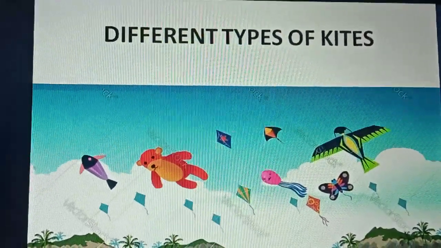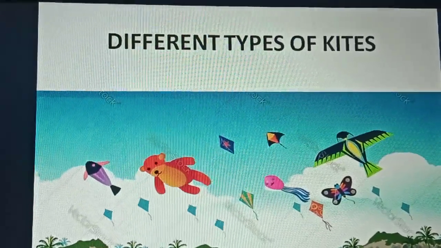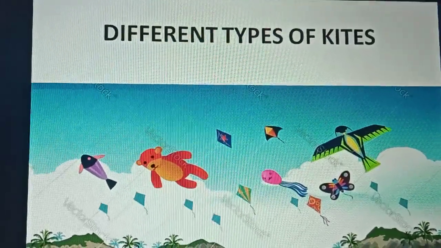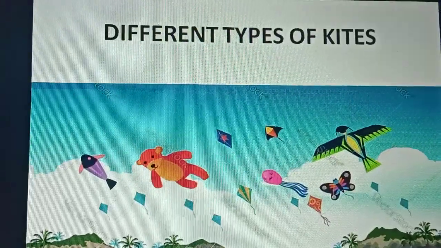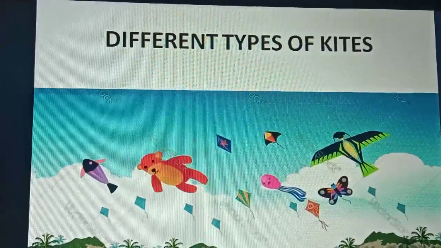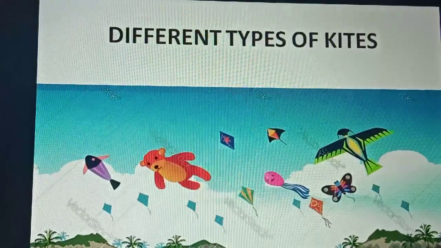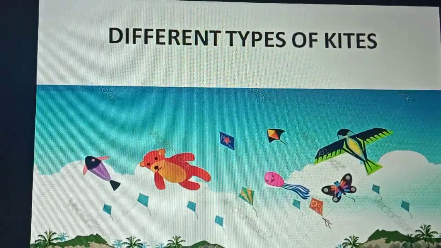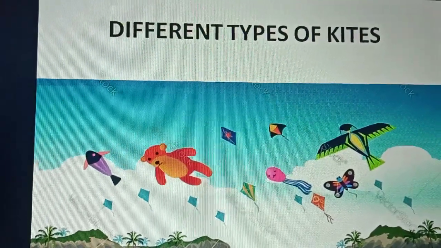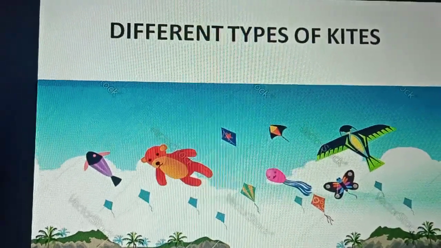So this poem is about the kite. This poem was written by Harry Behn. He was an American screenwriter and a children's author. He was born on September 24, 1898, in Arizona in the United States.